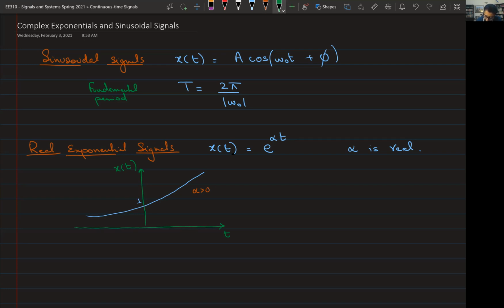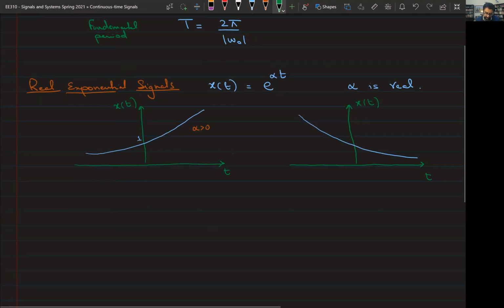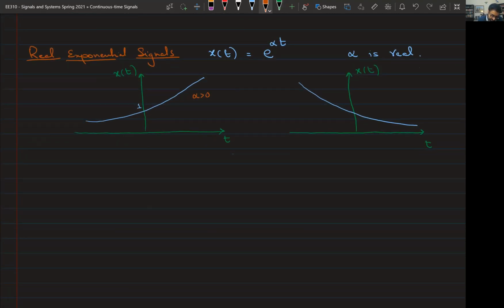Okay. On the other hand, if alpha is less than 0, that's when you have a decaying exponential. Okay. So this is a decaying exponential. And it goes to 0 as t goes to infinity. Okay. Right. So pretty straightforward, right? Then we have something called periodic complex exponential signals.